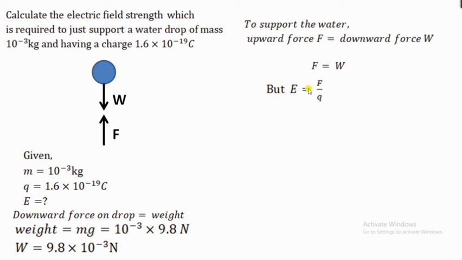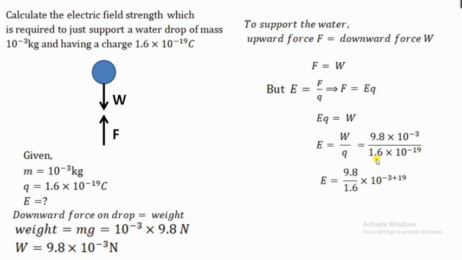So we know electric field is force by charge. So out here force will be electric field into charge. So I can put force is equal to electric field into charge. Now if you take this Q down, you can easily find the electric field. Weight is this much and charge is this much. If you solve this, you will get E is equal to 6.12 into 10 to the power 16 Newton per coulomb, which is the unit of electric field.